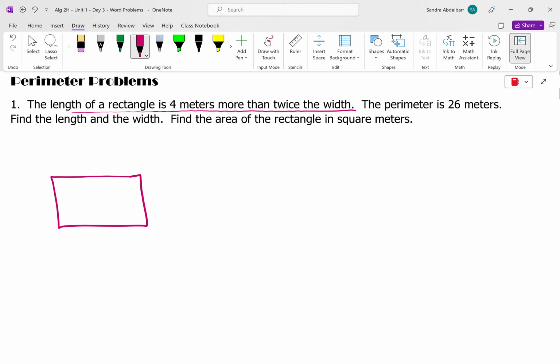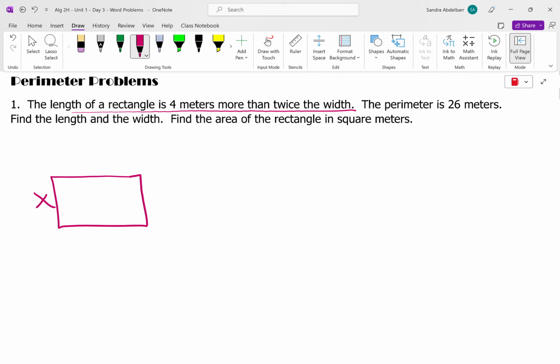So it says the length of a rectangle is 4 meters more than twice the width. Which one, the length or the width, is smaller or shorter? Michael? The width, because it's saying the rectangle is 4 more than twice the width. So clearly the width is smaller. So I'm going to go ahead and put an X.